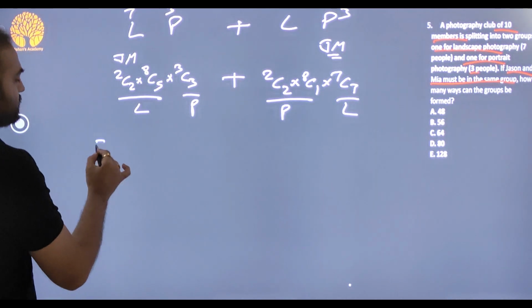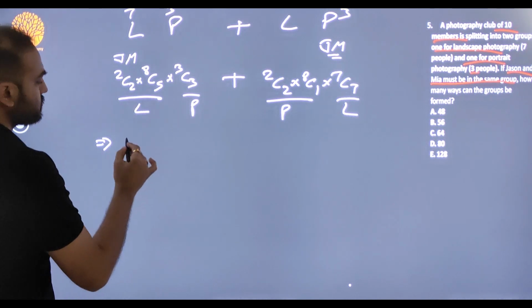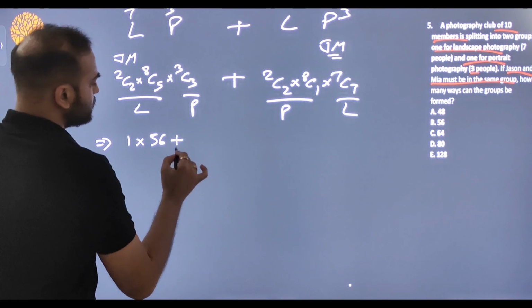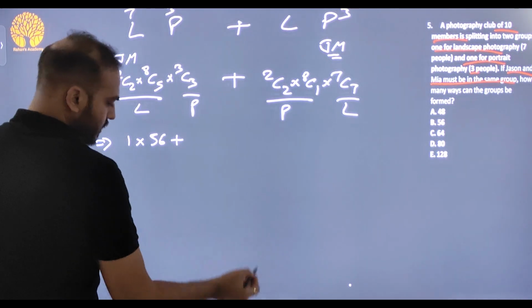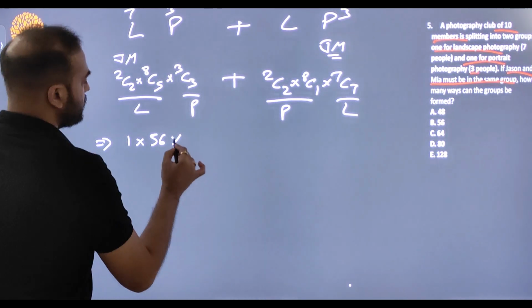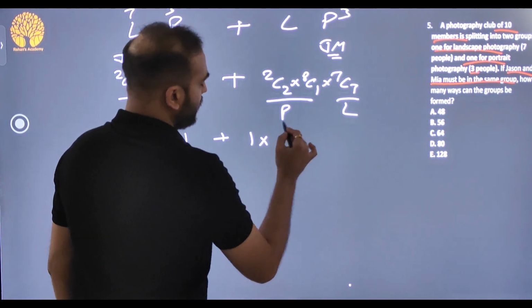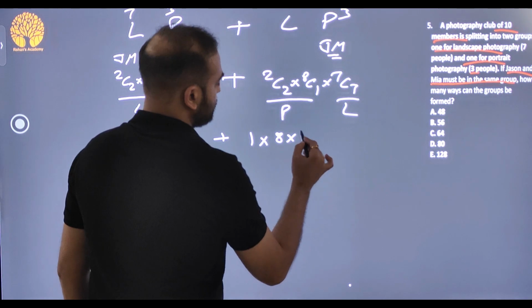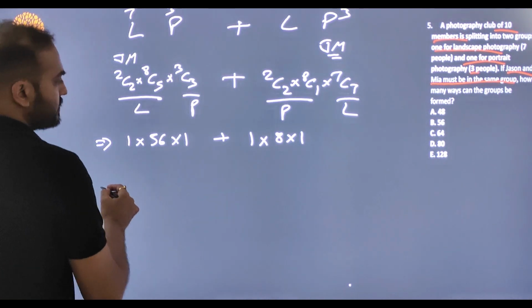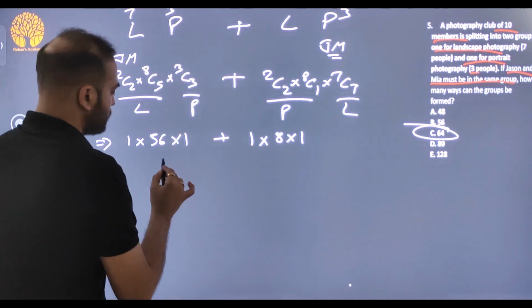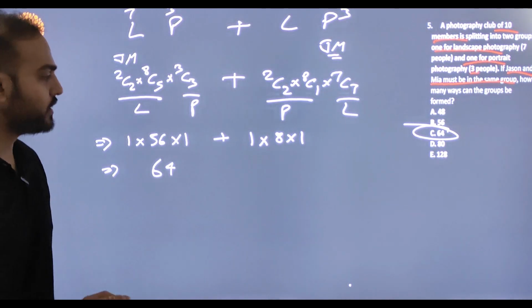Right? Now it's just calculation. 2c2 is 1. Right? 8c5 is 56. Sorry, 3c3 is 1. Right? 2c2 is 1, 8c1 is 8, 7c7 is 1. So you have 56 plus 8, 64 options. Okay.